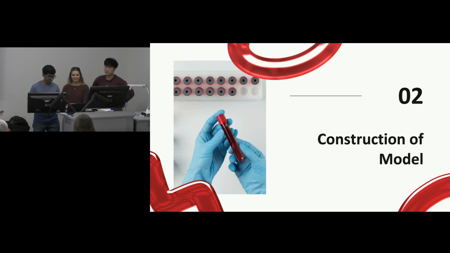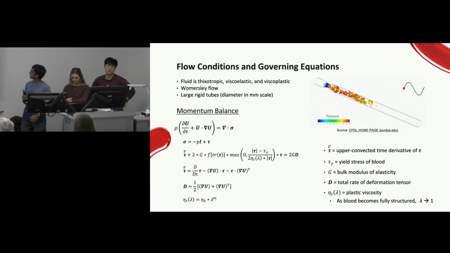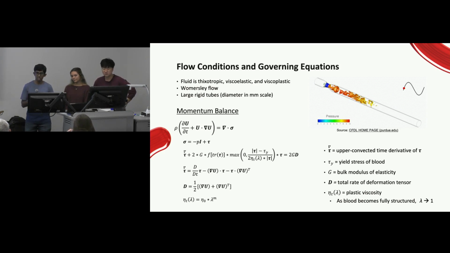Okay, so moving on to the construction of the fluid flow model. As mentioned before, the fluid was modeled as thixotropic or shear thinning, viscoelastic or incorporating viscous and elastic effects, and viscoplastic, which is incorporating time-dependent inelasticity. Additionally, as also mentioned before, the flow was modeled as Womersley or pulsatile, and it was also assumed to be using large rigid tubes, which would pretty much mitigate the local effects of red blood cell migration, essentially.